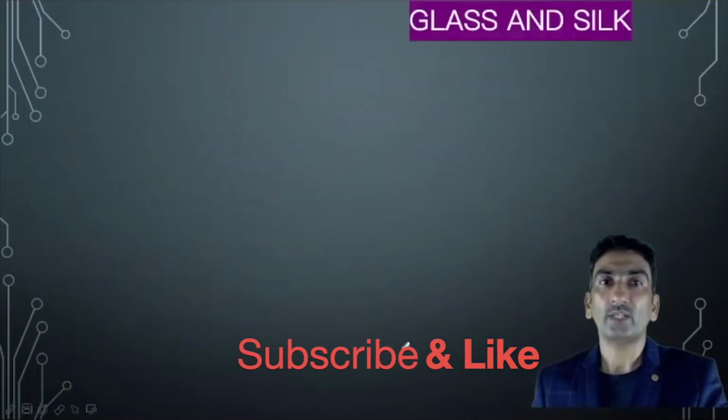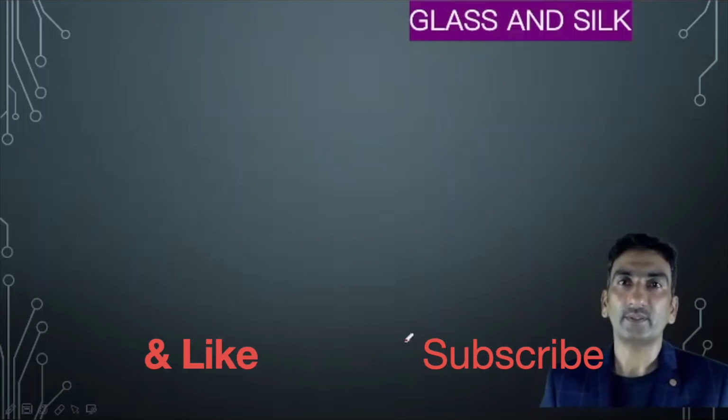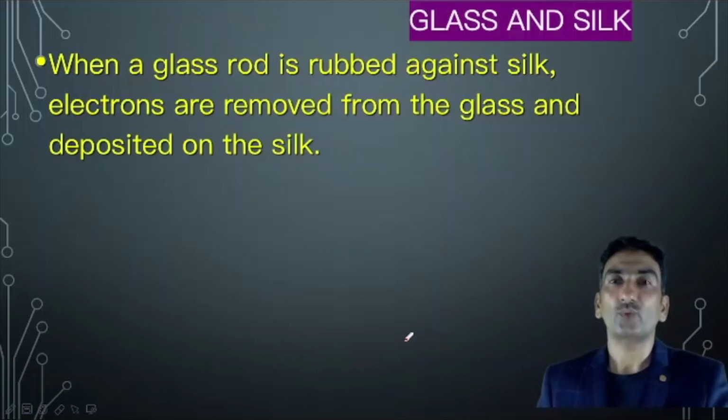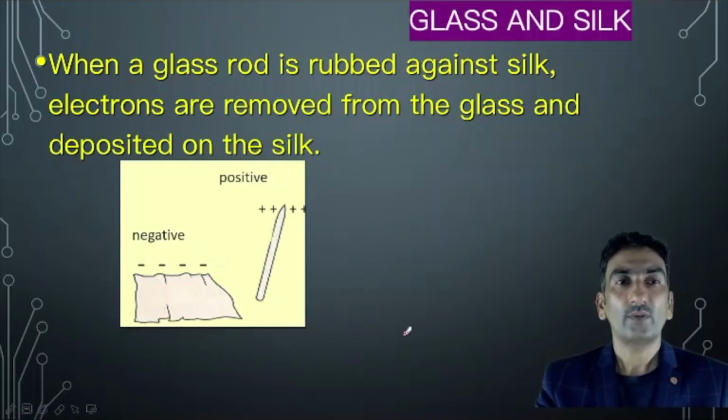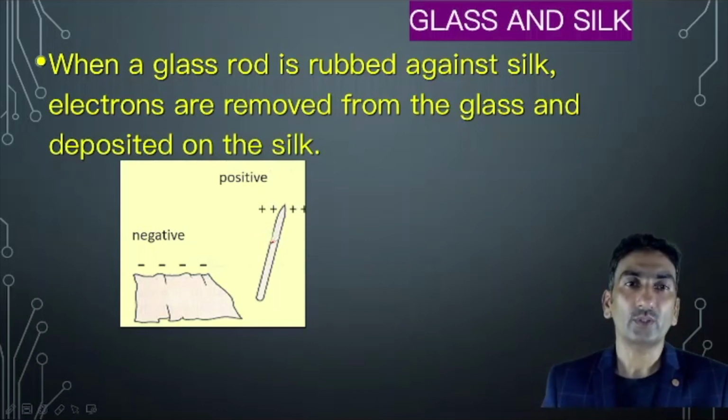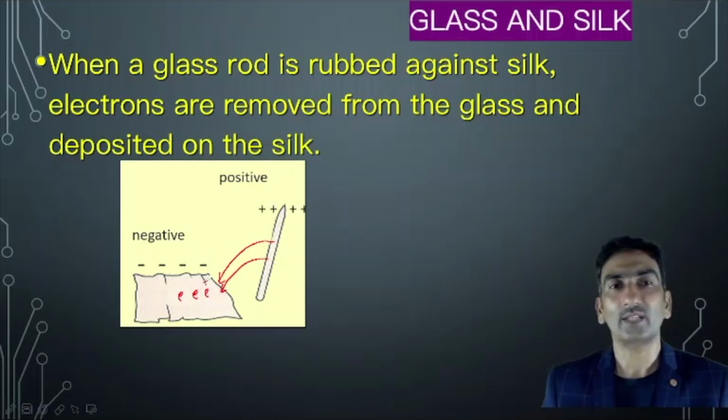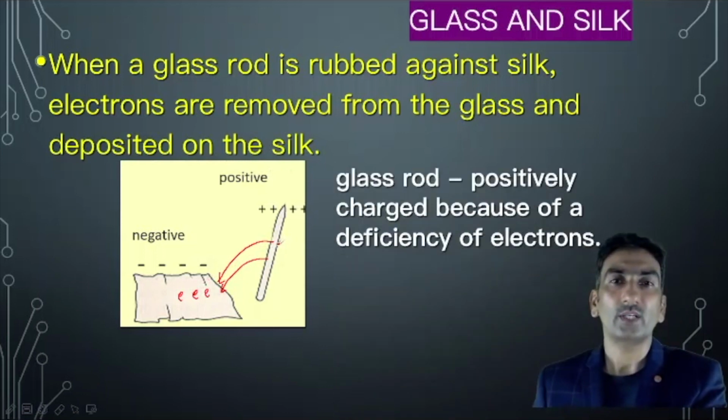Alright. So let's take one more example to understand this concept. Take glass and silk. When you rub a glass rod with the silk, what will happen? The glass rod becomes positively charged and the silk becomes negatively charged. The process is again the same. Electrons from the glass rod shift to the silk in that way. Because of the excess of electrons, the silk becomes negatively charged, and the glass rod, due to the deficiency of electrons, becomes positively charged.